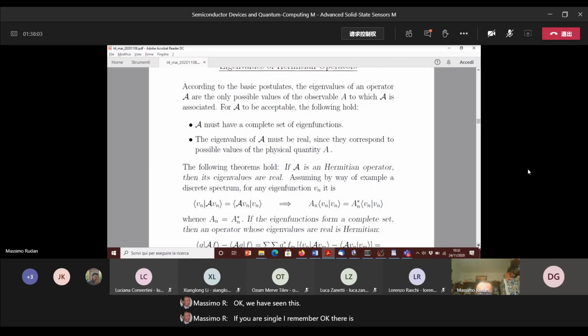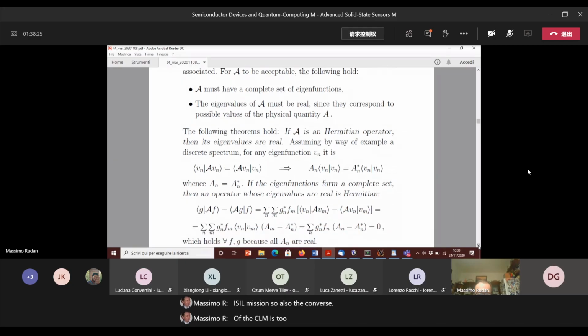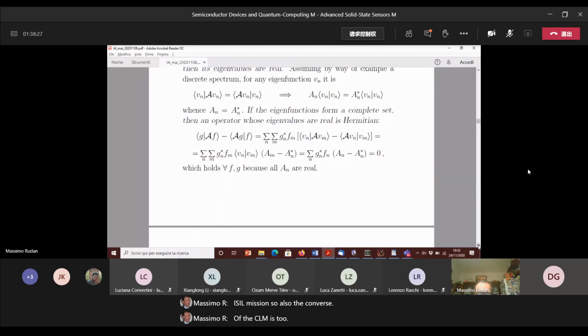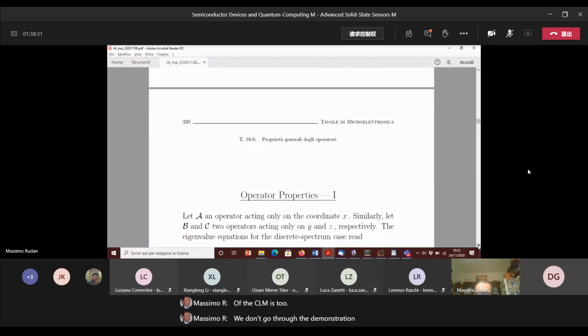We have seen this a few hours ago, I remember, okay? There is also the converse theorem. If the eigenfunctions form a complete set, okay, then an operator having real eigenvalues is Hermitian. So also the converse of the theorem is true. We don't go through the demonstration.